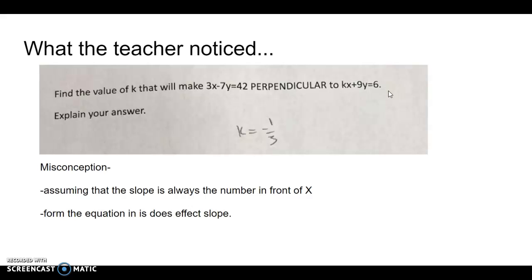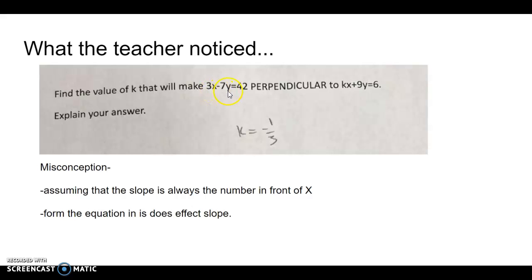The most common misconception was that the form that the line is in does not affect the slope. So for example, students saw this, and they just assumed that the constant in front of x is the slope, and they know to find the negative reciprocal, so they assume that the perpendicular slope is negative 1/3. They assume that the slope is just the number in front of x, and that the form the lines are in doesn't affect slope.